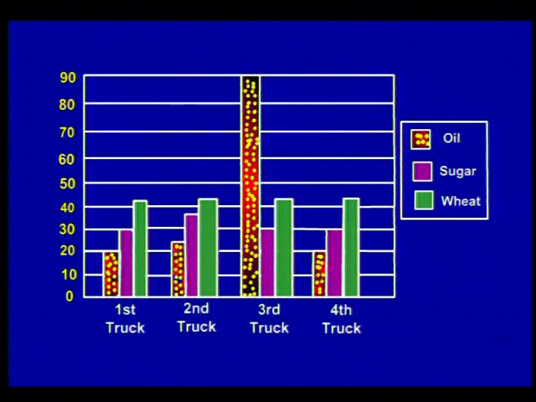You can see that almost all of them, all the 4 trucks are carrying the same amount of wheat. The second truck is carrying a little more sugar than the other 3. And the third truck, as I said earlier, is carrying the heaviest or the largest load of oil.